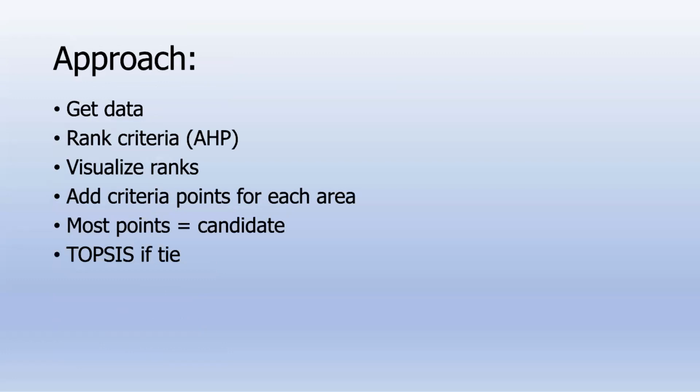The approach began with getting and preparing my data. After this, the criteria were ranked based on their relative importance using the AHP method. Each criterion was assigned points based on its ranking. The rankings were then visualized on a map, revealing which criteria are satisfied or unsatisfied within each area. Criteria that are satisfied for an area had their points added up. That way, each area has a certain number of points. The area with the most points was the most suitable candidate for the long-term COVID center site.